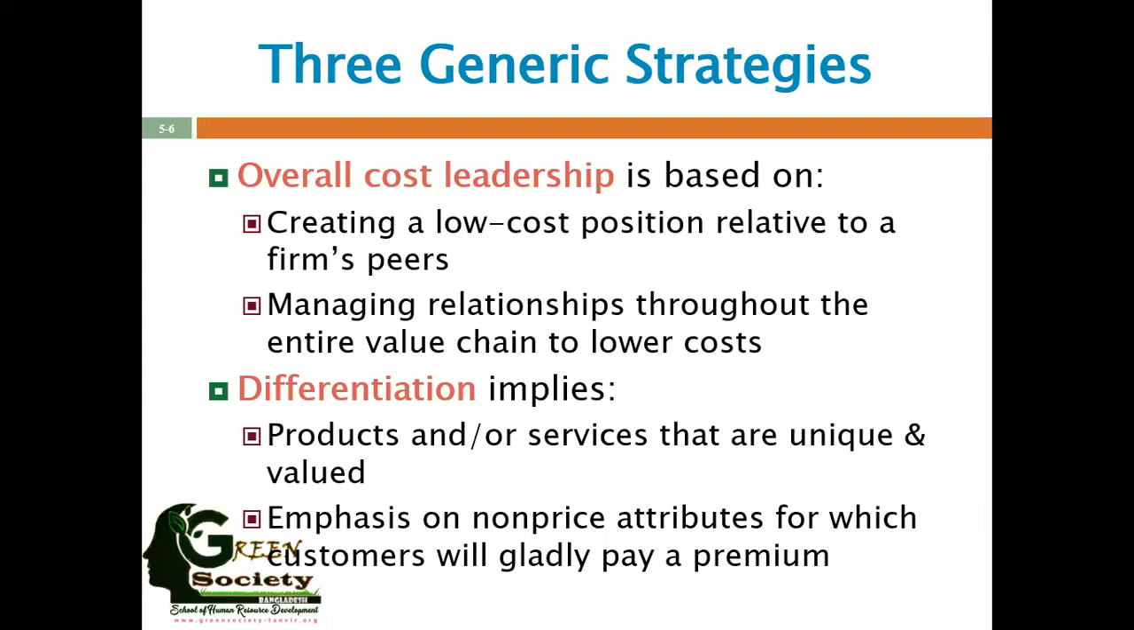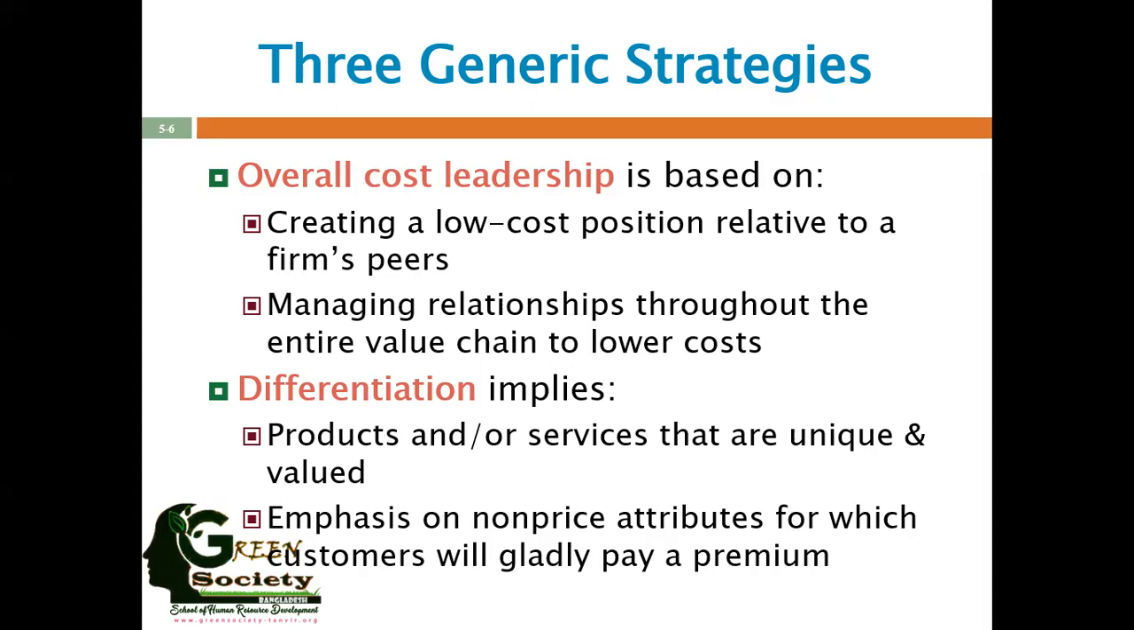Now think about it, if you don't understand inbound logistics, you can't save money. If you don't understand operations, you can't save. If you don't understand outbound logistics... So what it says is managing relationships throughout the entire value chain to lower cost. Each and every step of the value chain will ensure affordable cost, because you can ensure quality there, you can minimize wastage, and minimizing wastage means low cost. If your machine is really sound, if your people are really brilliant, if your transportation and packaging is good, then the value chain will help you to reach overall cost leadership.